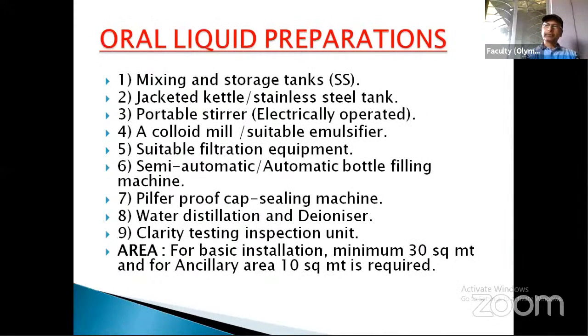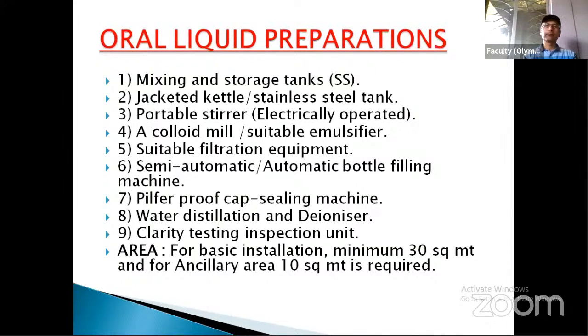Oral liquid preparation. This is also very common, and I will discuss only common preparations here. For all kinds of oral liquid preparations, whenever they are prepared, these are some of the minimum equipments which you have to provide to maintain our GMP norms. These are mixing and storage tanks made of stainless steel, a jacketed kettle, that means where heating facilities are provided, also made of stainless steel. A portable stirrer, electrically operated. A colloid mill or any suitable emulsifier.